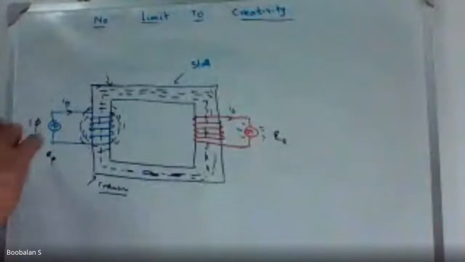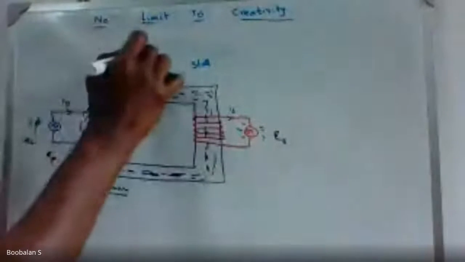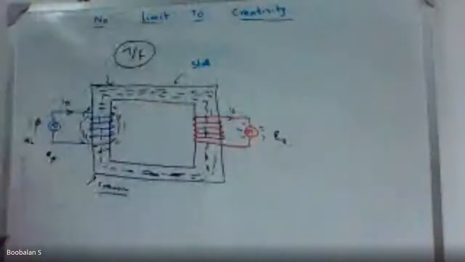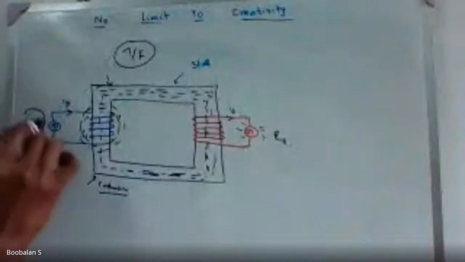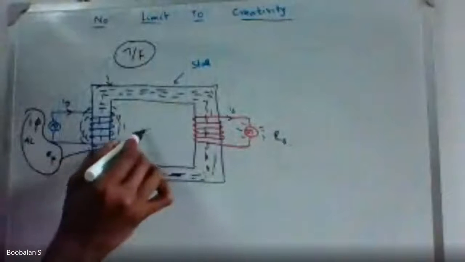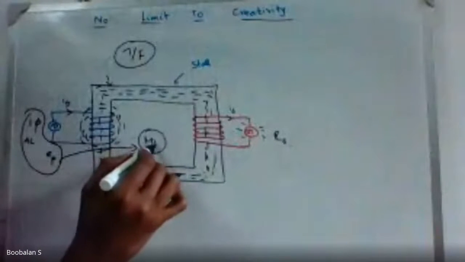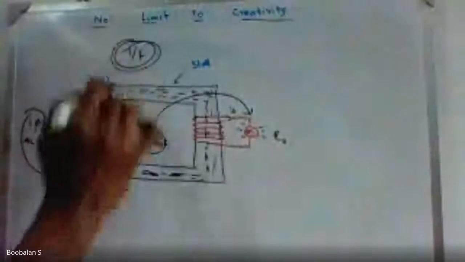Now this is exactly called a transformer, right? Electrical energy is now transformed into the magnetism domain, and then the magnetism domain is again converted into the electricity domain. That's why it's called a transformer.